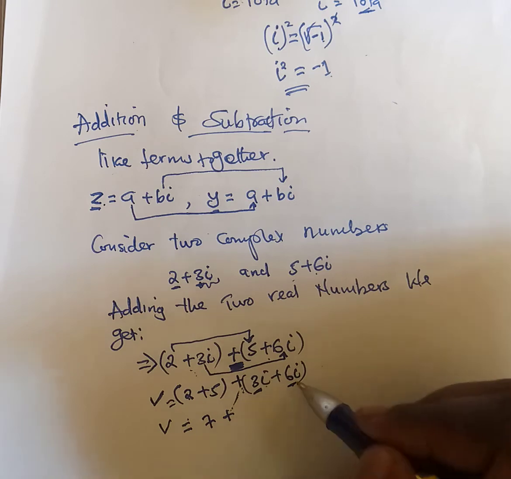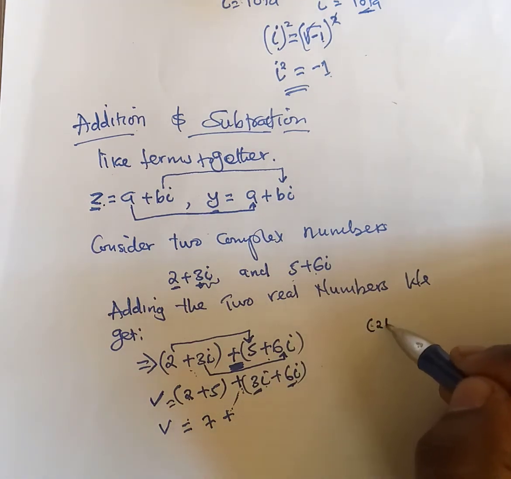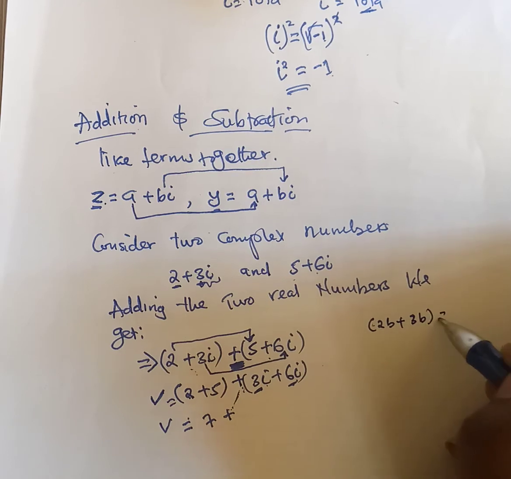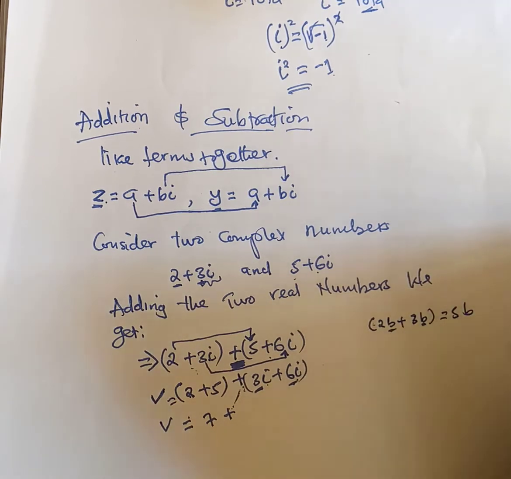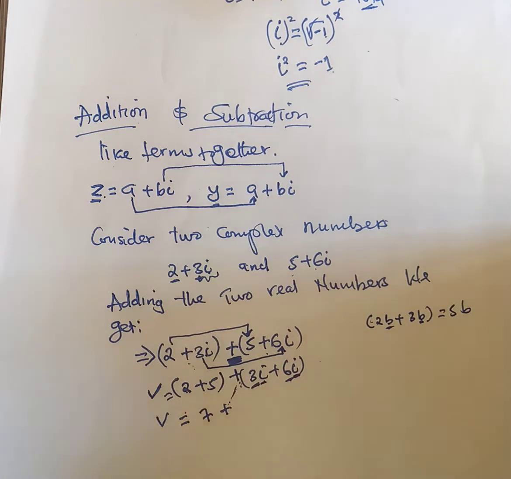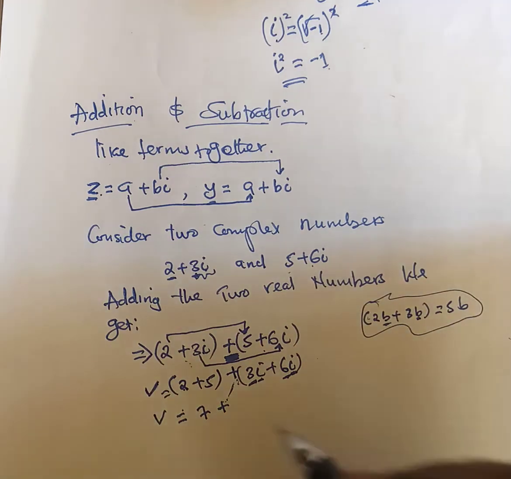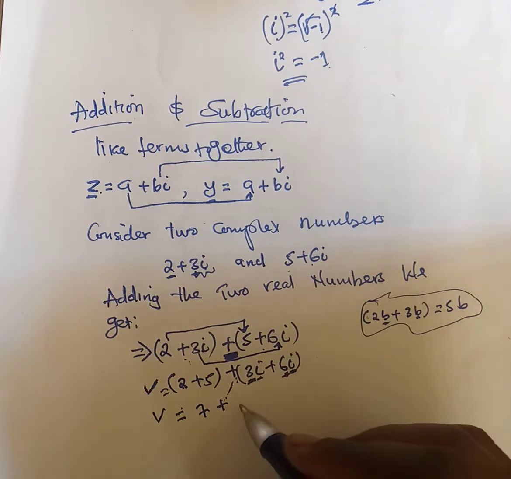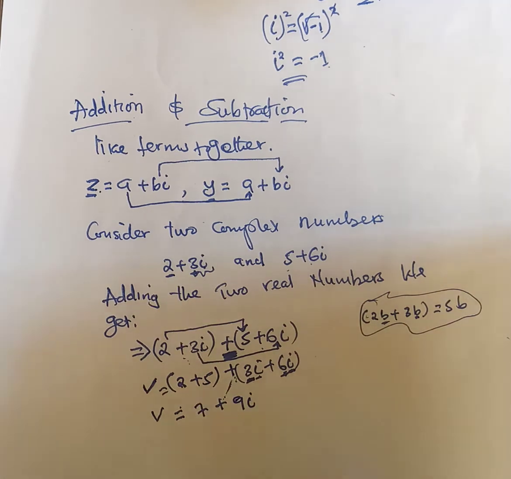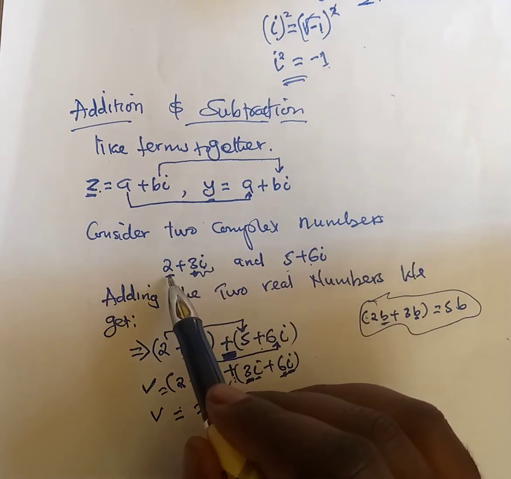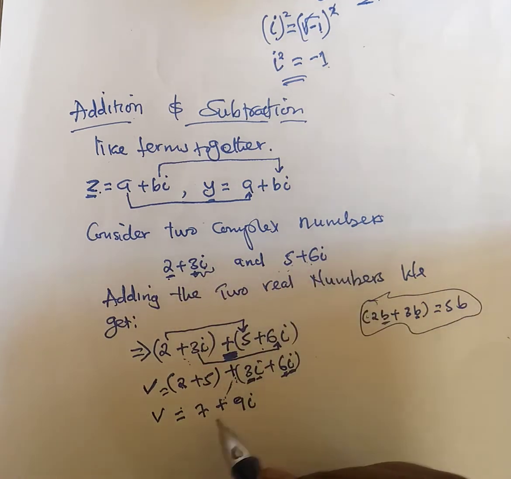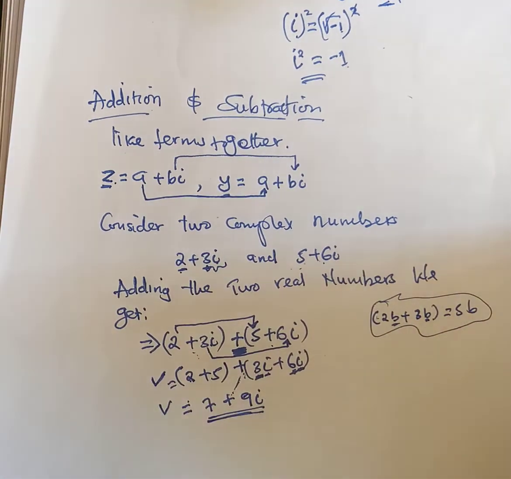Remember, this i is an unknown. The same way we say 2b plus 3b equals 5b. We treat b as an unknown. So here we treat i as an unknown. Okay? We treat i as an unknown. Therefore, we'll add the real numbers, 3 and 6. That will be 9i. So adding these two complex numbers, 2 plus 3i, 5 plus 6i yields 7 plus 9i.